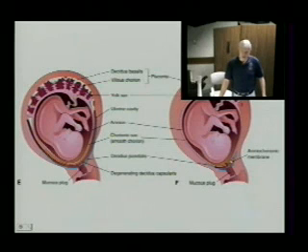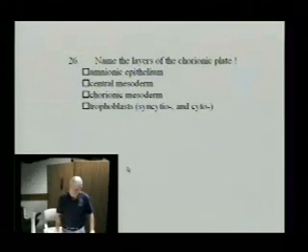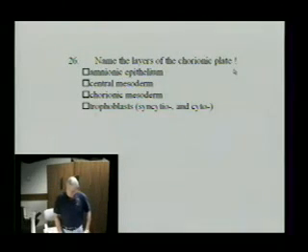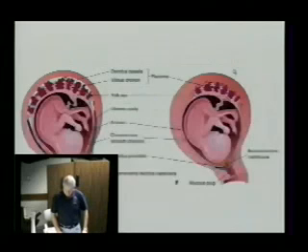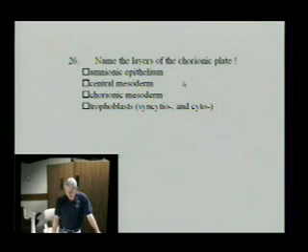So we recall that the cytotrophoblasts contributed to the formation of this portion of the chorion. The layers of the chorionic plate are the amniotic epithelium, the central mesoderm, the chorionic mesoderm, or the trophoblast.